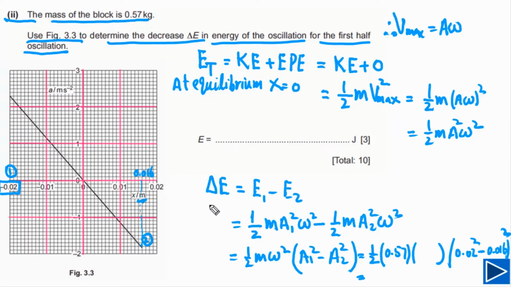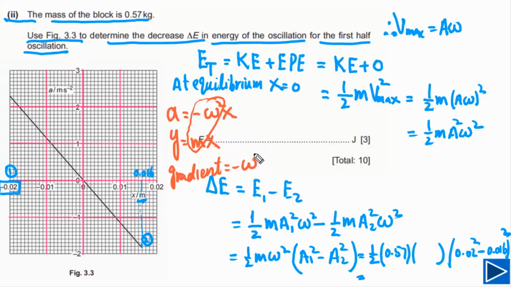Now if we have value of omega squared, we will be able to find the change in energy. Now we need to find out value of omega squared. If we remember the general equation for simple harmonic motion, we can find out value of omega squared. The general equation of simple harmonic motion tells us that a is equal to negative omega squared x. If we compare this with y is equal to mx, the gradient m will be equal to negative omega squared. So the gradient of this graph, because we have the graph between a and x, is equal to negative omega squared.